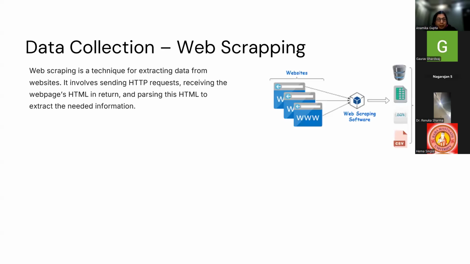So here we can see that these are the websites. This is my web scraping software or my program in Python or in R or any other language, through which I am sending an HTTP request to the website, and the website is returning me the HTML. From that HTML, I am extracting the information and then putting it into a database or Excel or JSON or CSV.